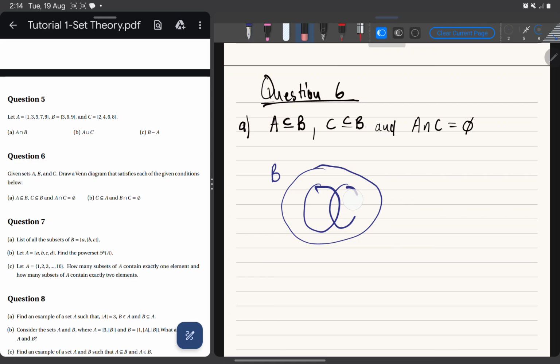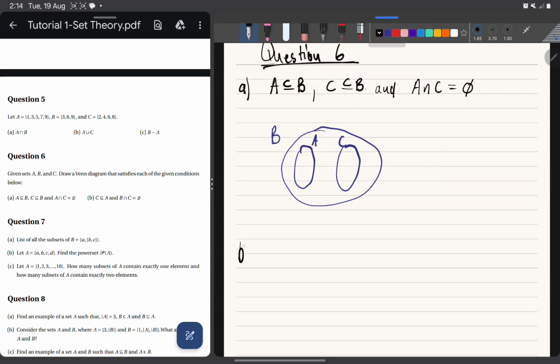So for here, let's put them separate. One goes here, then the other one here. So this is now A, and this is going to be C. All right? And this is something which can be correct. This is what you would have.